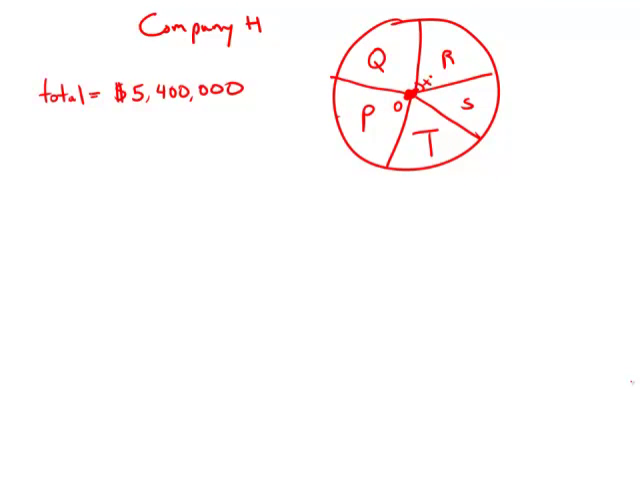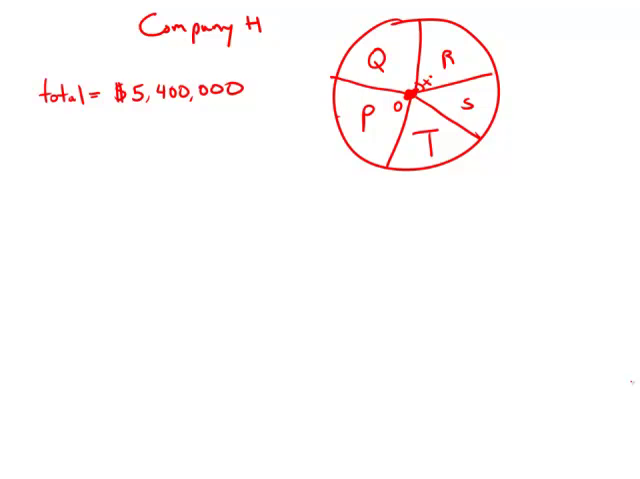In this problem, we're given a pie chart or a circle chart, and we're told the figure above represents a circle graph of Company H's total expenses broken down by the expenses for each of its 5 divisions. If O is the center of the circle, and if Company H's total expenses are $5,400,000, what are the expenses of Division R?